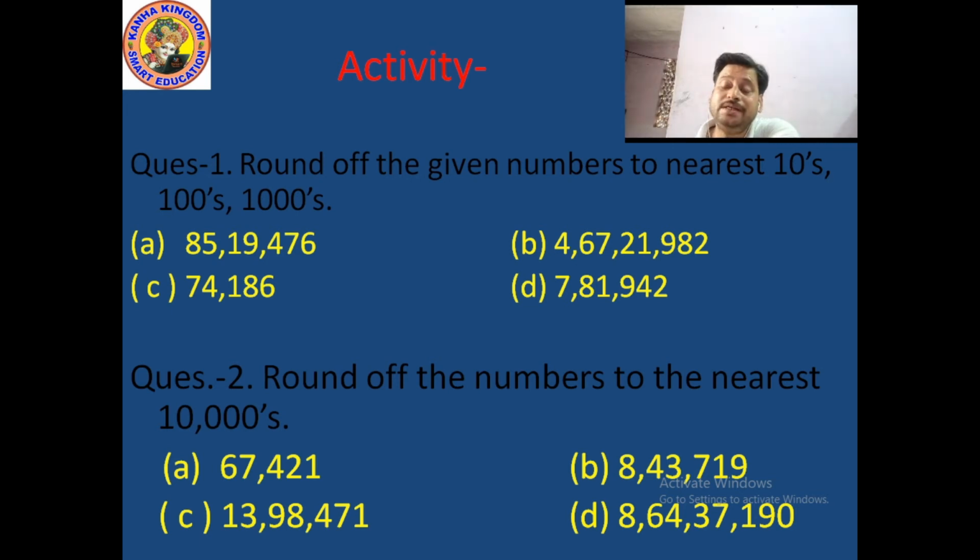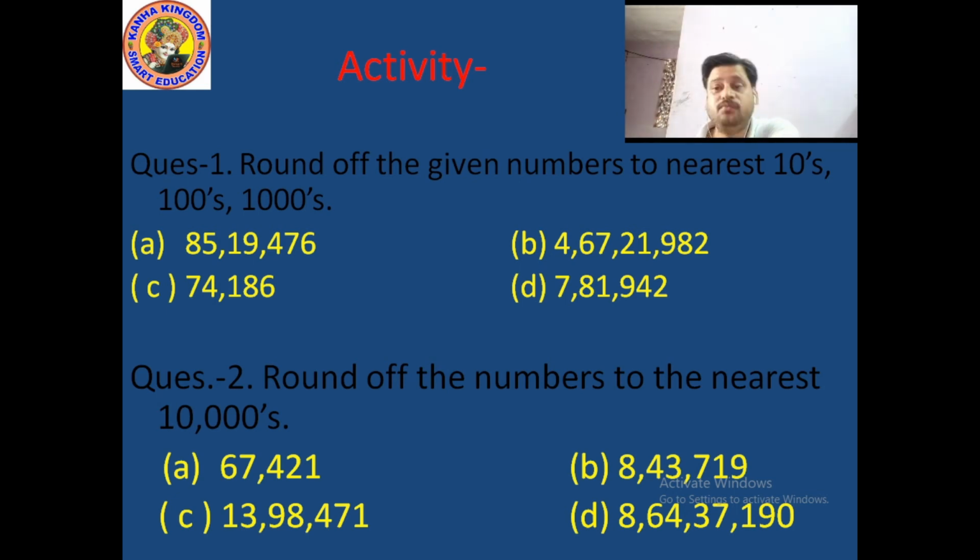So when you convert this number to nearest 10, then you check only 1's place value and 10's place value. If 1's place value is less than 5, you just convert 1's place value into 0 and rest all the numbers, 10's place, 100 place, 1000 place, whatever the place, all are same.